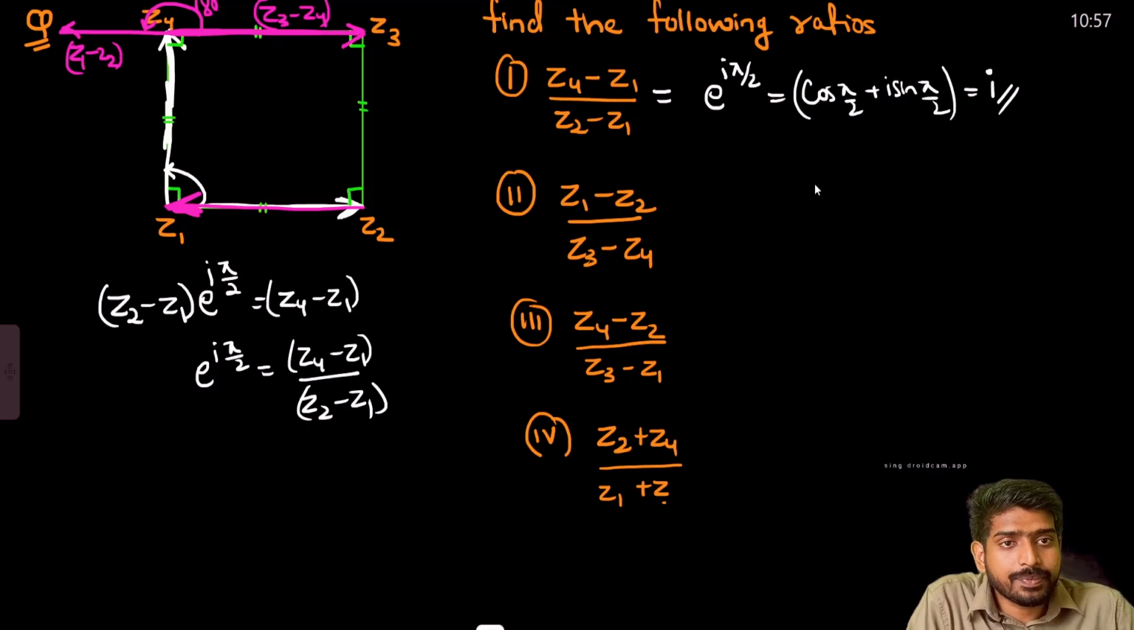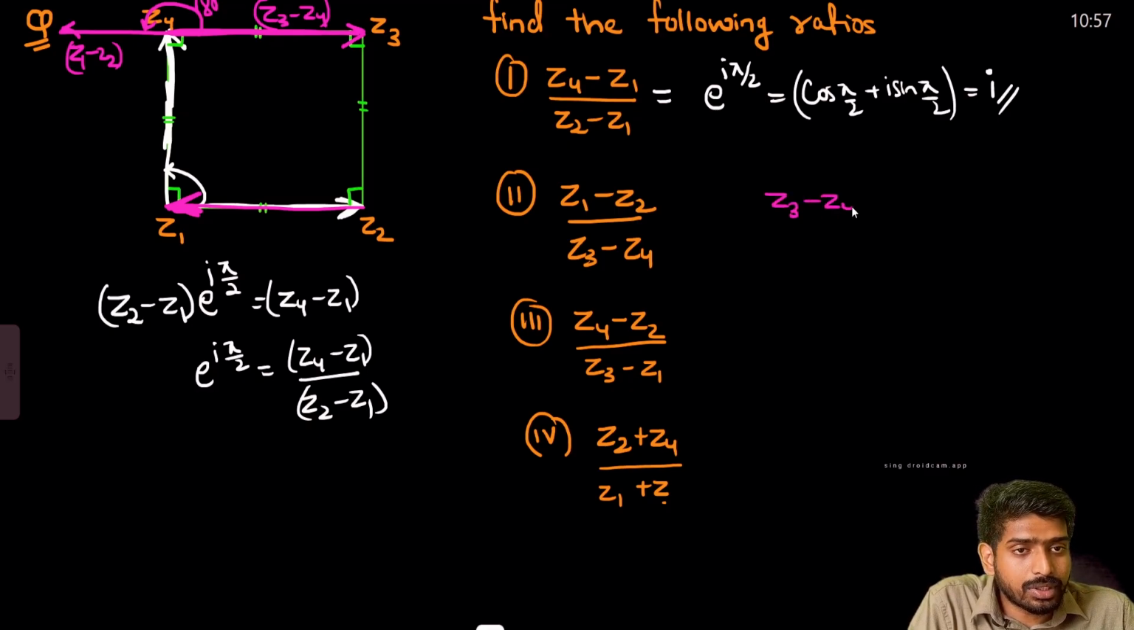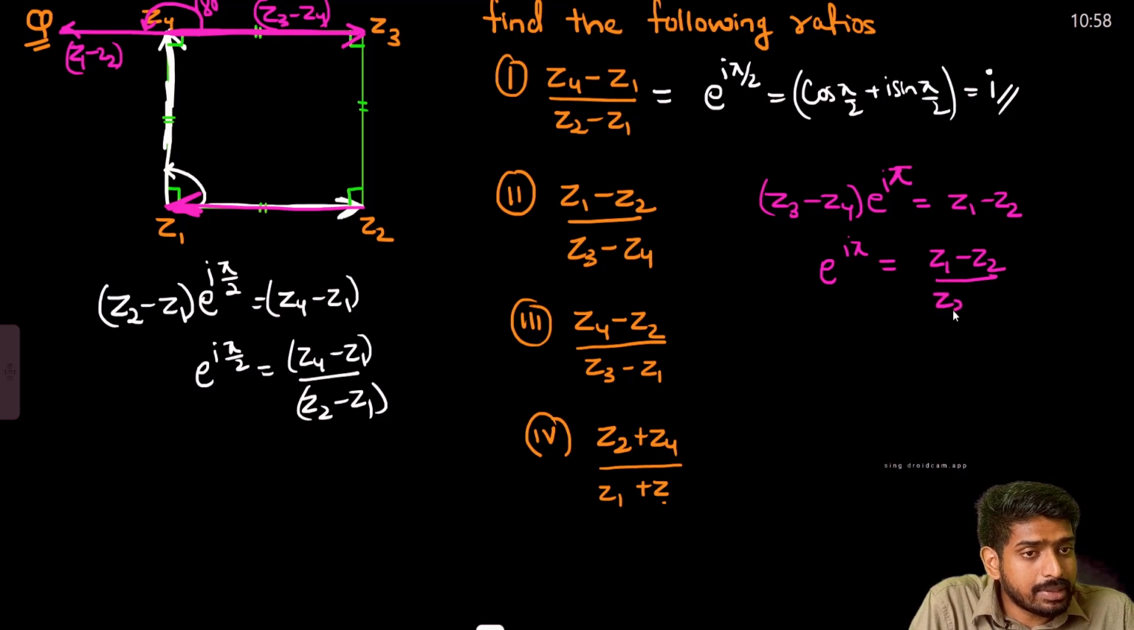So I'll write the equation. Here I can write that Z3 minus Z4 I'll rotate with the angle pi, e to the power iota pi, to get Z1 minus Z2. Now we'll divide with this. So here we'll get e to the power iota pi is Z1 minus Z2 upon Z3 minus Z4.